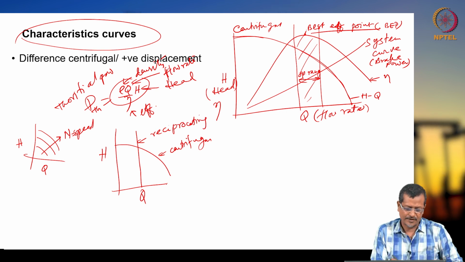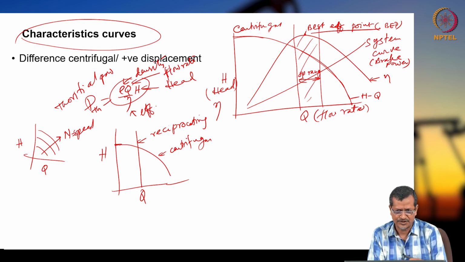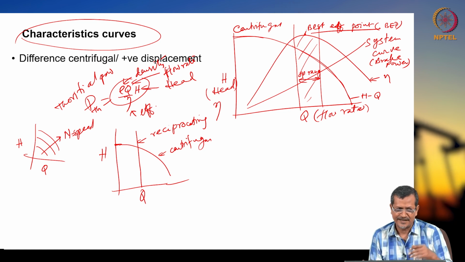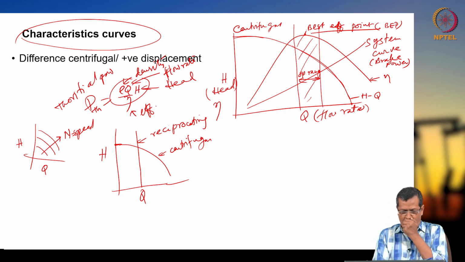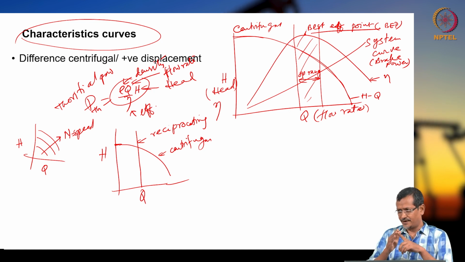Okay, so the centrifugal pump has a limitation: the maximum head per stage. But for a reciprocating pump there is no limitation, so any amount of fluid you can deliver. This is one difference: flow rate and head.